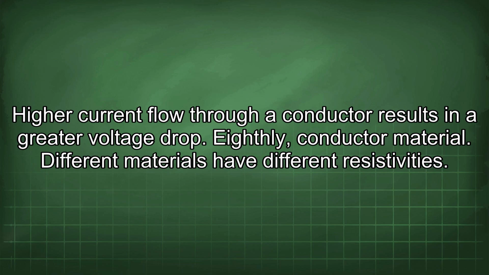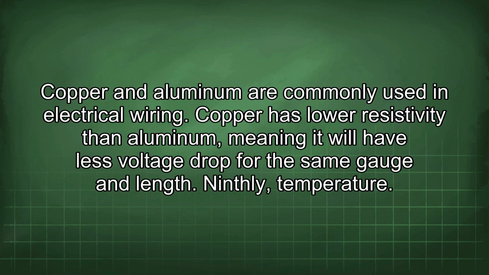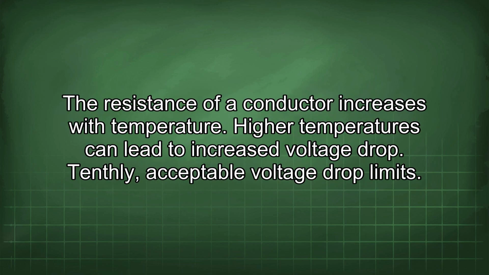Eighthly, conductor material. Different materials have different resistivities. Copper and aluminum are commonly used in electrical wiring. Copper has lower resistivity than aluminum, meaning it will have less voltage drop for the same gauge and length. Ninthly, temperature. The resistance of a conductor increases with temperature. Higher temperatures can lead to increased voltage drop.